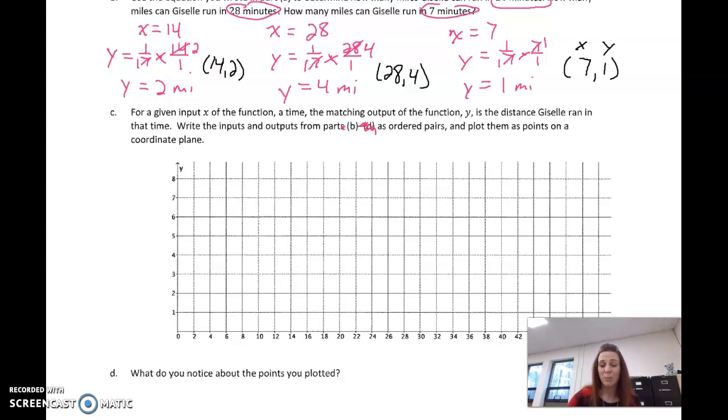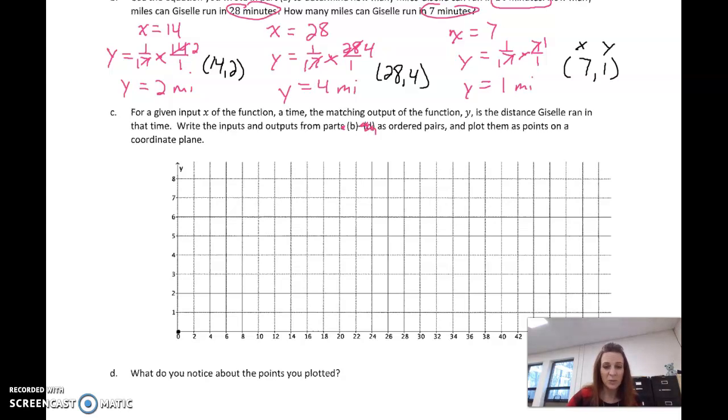Input, output. All right, so even though this is not a point on there, if you think about it, if we're comparing how far she runs in number of minutes, if she runs for 0 minutes, then she's gone 0 miles. So I'm going to put a point at 0, 0. You don't have to. It's going to go through there anyway.